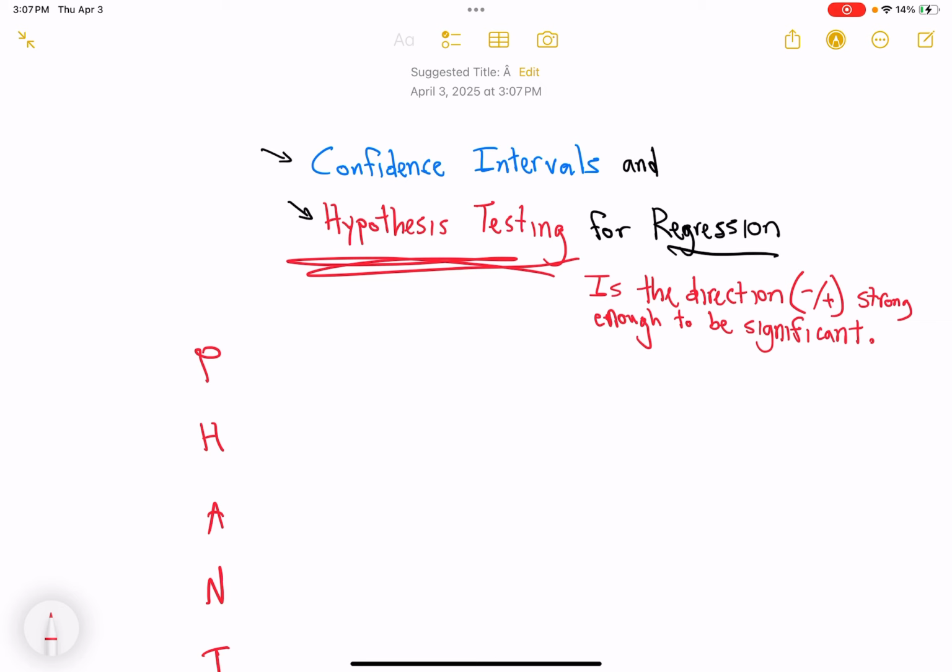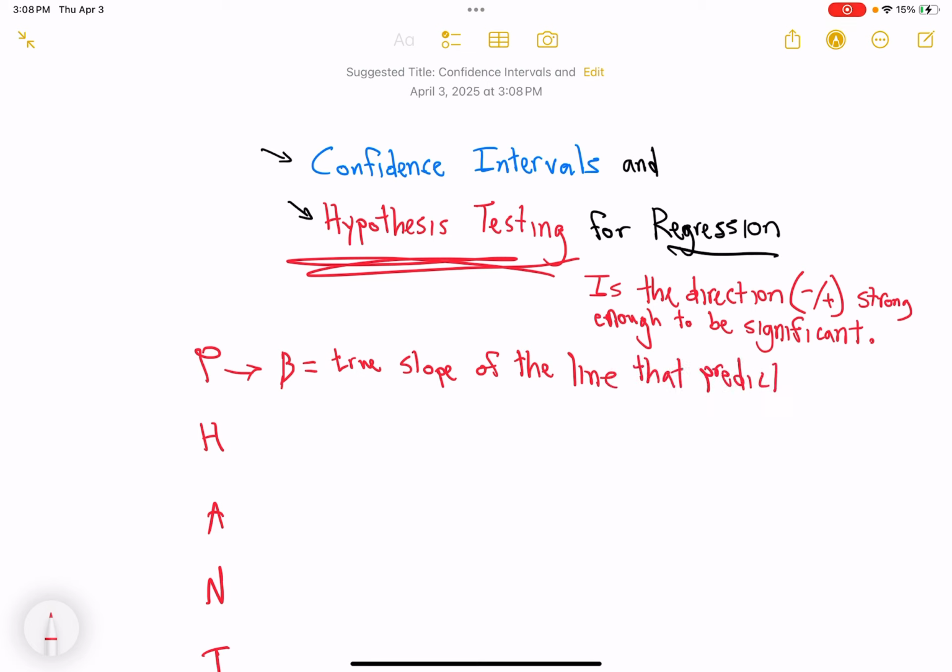So let's take a look. For P, the parameter, you can see in your slideshow, it's going to be as follows. Beta, or B, the uppercase looking B. So this is going to be the true slope. We're saying that the beta is the true slope of the line that predicts y, whatever y is in context, from x. That's the goal. The idea is to say, in your parameter, let beta, capital B in this case, equal the true slope of the line that predicts y from x.